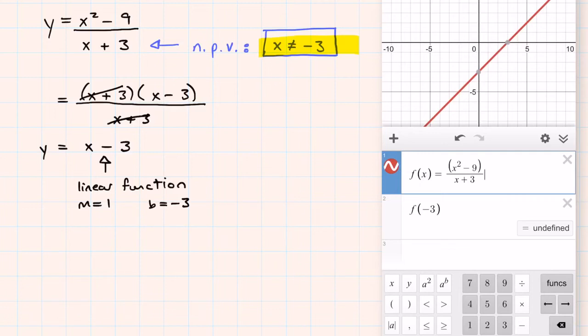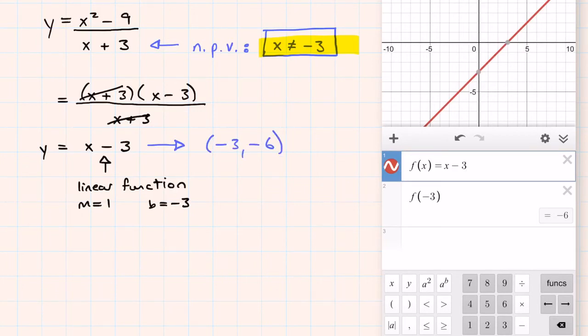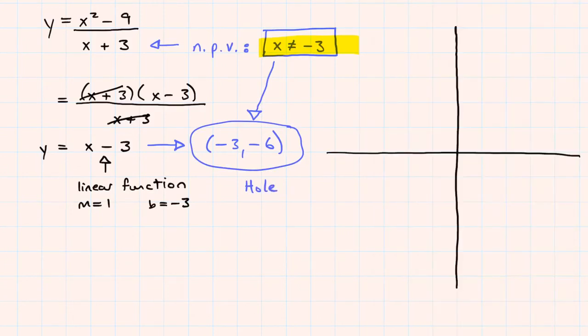So this one, where the x plus 3 cancels out, so the non-permissible value basically goes away when we simplify, it always creates a hole. If we graph the function y equals x minus 3, the graph looks exactly the same, but at negative 3 there's a y value, negative 6. That point, negative 3, negative 6, doesn't exist on y equals x squared minus 9 over x plus 3. So that's why it's called a hole. Everything else is exactly the same, but there's this one spot where there's nothing there.